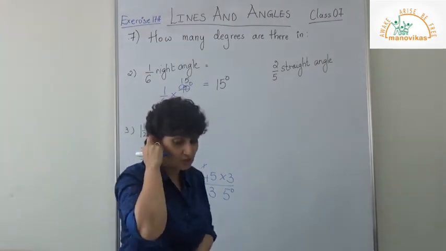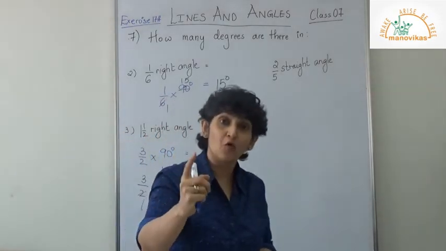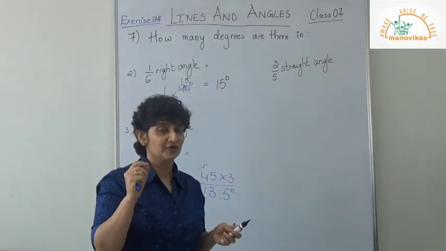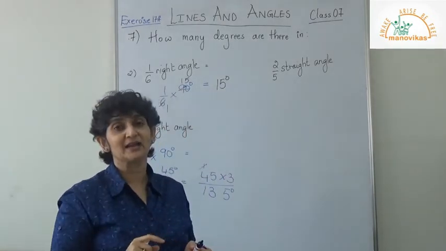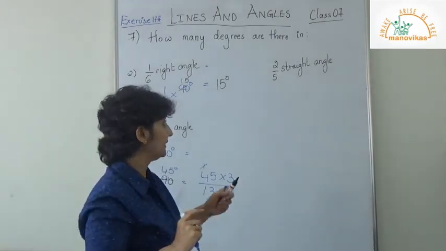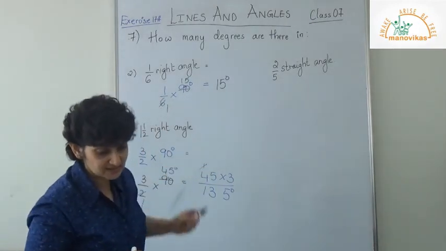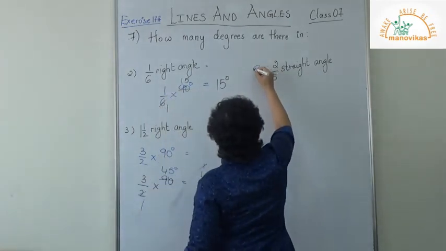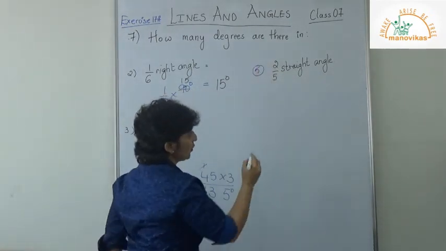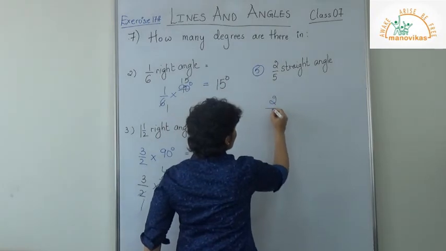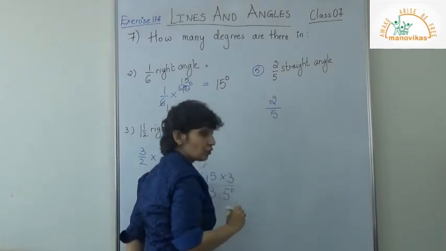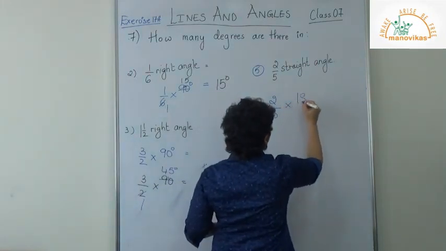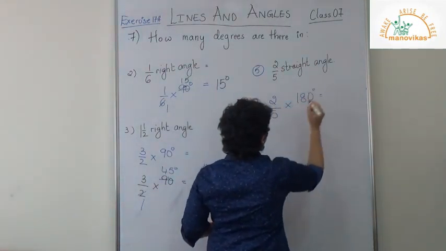Next, we have 2/5 of a straight angle. How are you going to do this? You know the value of a straight angle. What is the measure of a straight angle? 180 degrees. Correct. So the last sum, the 5th one, is 2/5 of a straight angle. So what do you do, children? By now you know what to do. Multiply. Straight angle means 180 degrees.